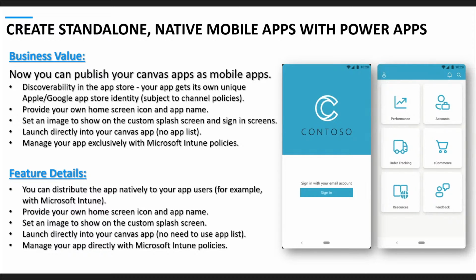Now you can provide your own home screen icon, an app name, and the initial sign-in screen as you would like it to be. You can launch that directly into your Canvas application altogether if required. You can also manage your app exclusively with Microsoft Intune policies. Now, there are some details around this feature. First of all, you can distribute this app natively to your app users directly from inside Microsoft Intune. You can provide your home screen icon as we discussed. You can give it your own app name and customize the initial splash screen. You could launch this directly inside your Canvas application and manage it with the Microsoft Intune policies.